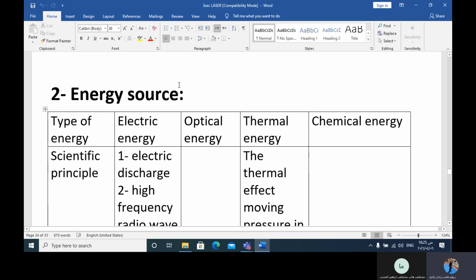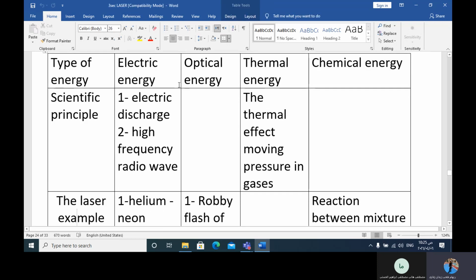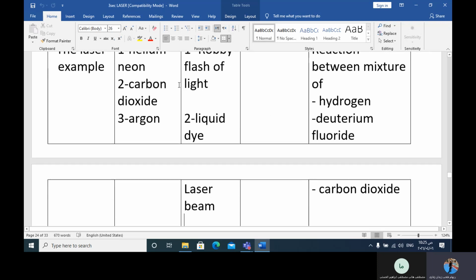We have also another source of energy, which is thermal energy. Thermal energy is also used to trigger the stimulation for laser. Thermal energy can affect the pressure in gases. So by changing the pressure in gases, I can change the temperature, and by increasing the temperature, I use this increase as thermal energy to start the lasing action.